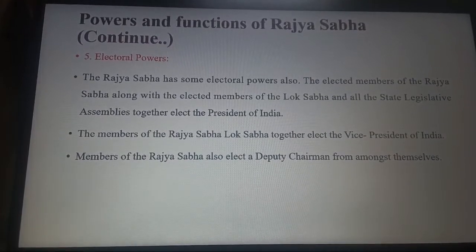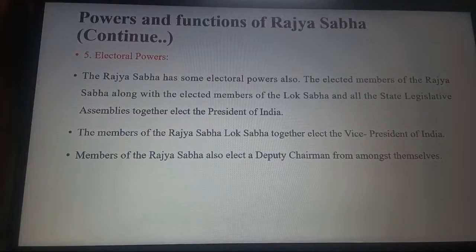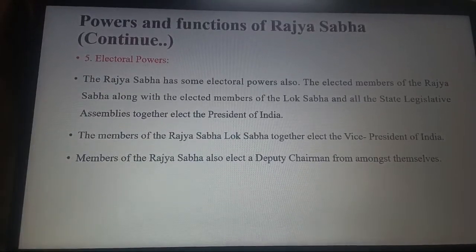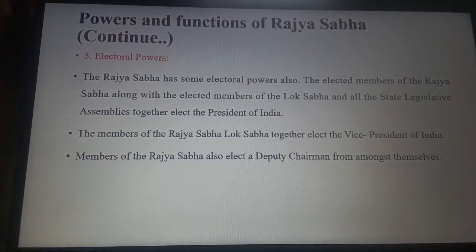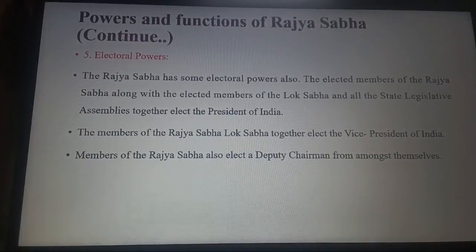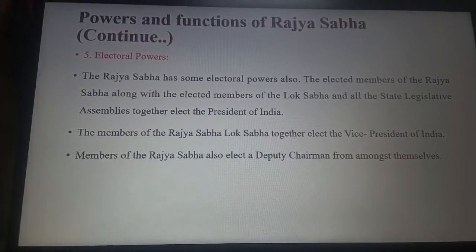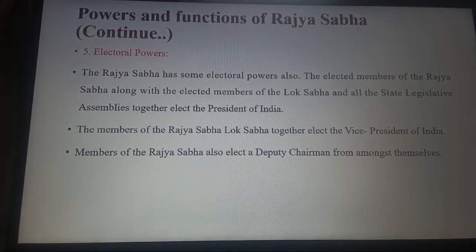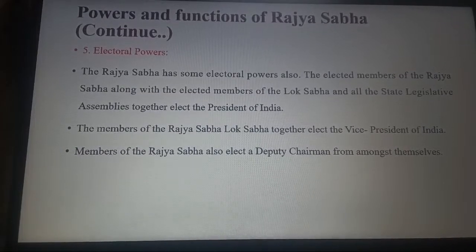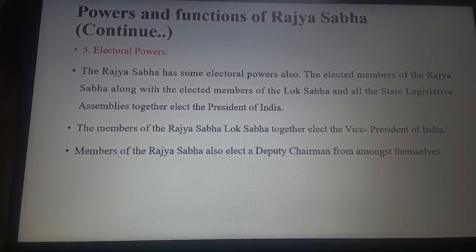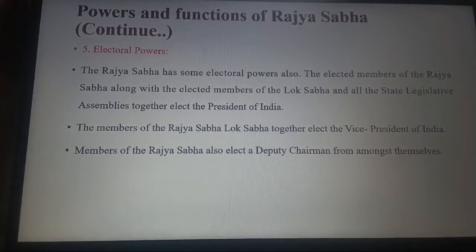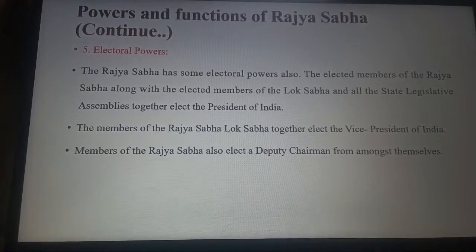Powers and functions of Rajya Sabha. Electoral powers. The Rajya Sabha has some electoral powers. Also, the elected members of the Rajya Sabha, along with the elected members of the Lok Sabha and all the state legislative assemblies, together elect the President of India. The members of the Rajya Sabha and Lok Sabha together elect the Vice President of India. Members of the Rajya Sabha also elect a deputy chairman from amongst themselves.